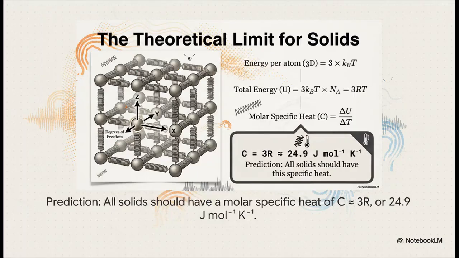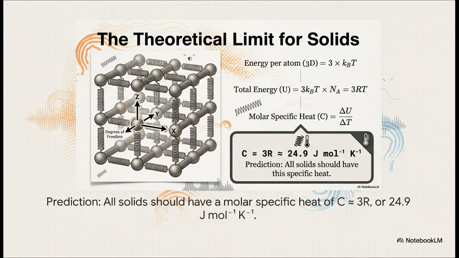So to see how we get there, picture a solid as this neat grid of atoms, all connected by tiny little springs. When you add heat, what you're really doing is adding energy that makes these atoms jiggle and vibrate. And they can vibrate in three different directions: up and down, left and right, and forward and back. We call these degrees of freedom. And there's this rule, the law of equipartition of energy, which says that heat energy gets shared out equally among all those degrees of freedom.